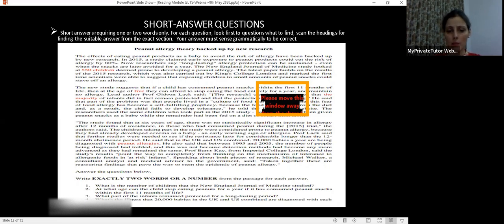Okay, what is the number of children that the New England Journal of Medicine studied? This is the first question. We have to go back to the passage. This peanut allergy theory is backed up by new research. This research is about the peanut allergy. You have to read the passage.